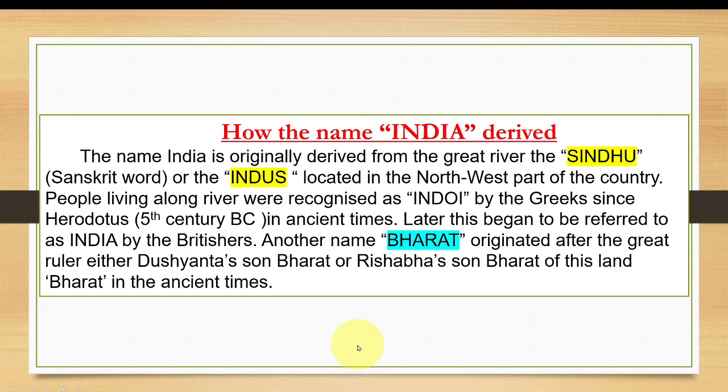Many of you may have a doubt about how the name India was derived. The name India originally derived from the great river Sindhu, a Sanskrit word, or the Indus, located in the northwest part of the country. People living along the river were called Indoi by the Greeks since Herodotus, in the 5th century BC in ancient times. Later this began to be referred to as India by the British.